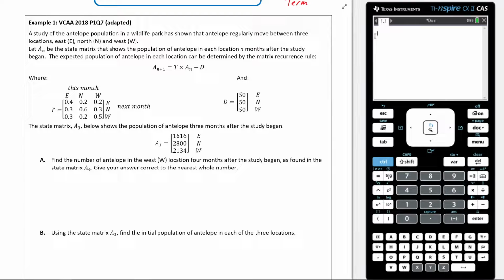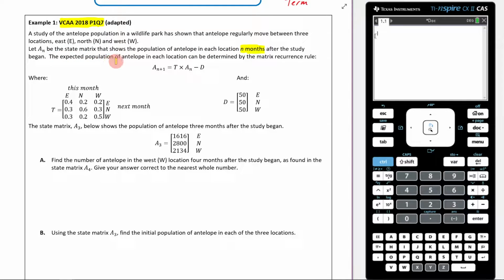Let's now answer this question before us. It is adapted from a VCAA 2018 Paper 1 question 7, so it's adapted from a multiple choice question from 2018. It says, a study of antelope population in a wildlife park has shown that antelope regularly move between 3 locations, east, north, and west. Let A of n be the state matrix that shows the population of antelope in each location n months after the study began. So we're dealing with months here.